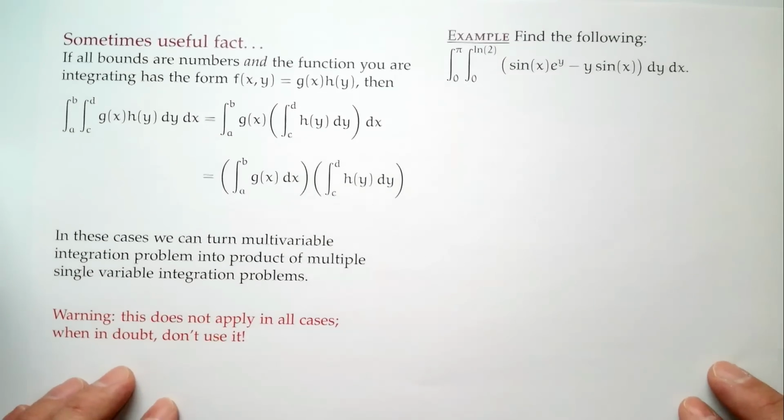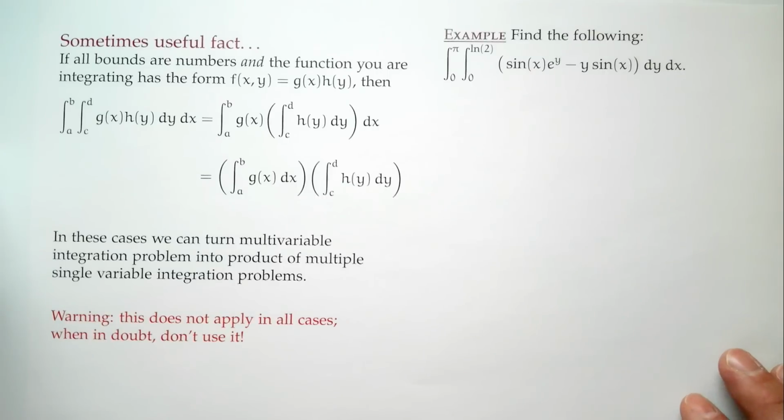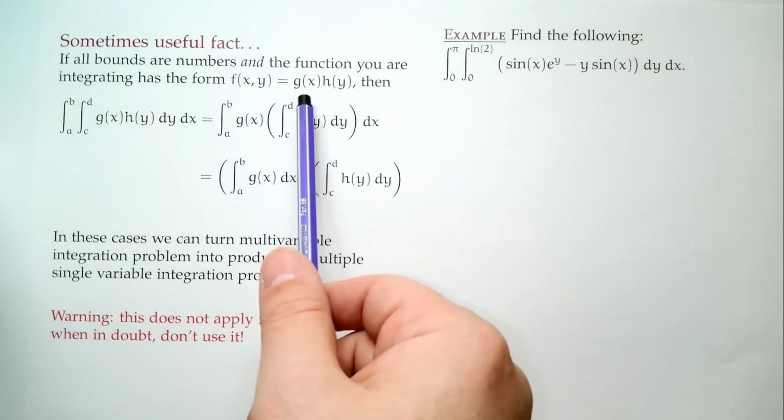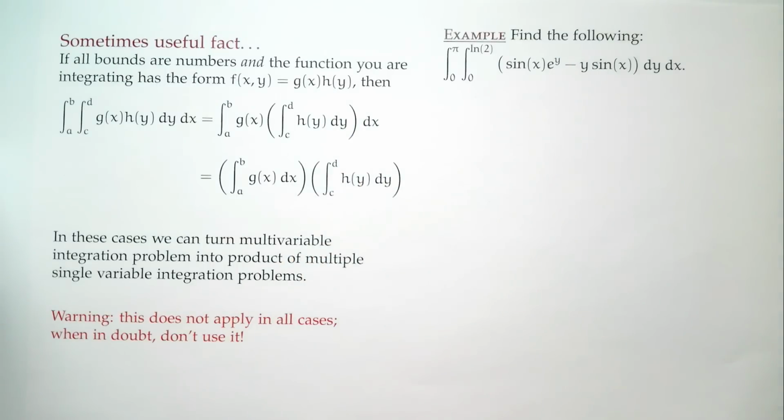So, last thing to mention for today. There's a sometimes useful fact. If all the bounds are numbers, which really says I'm integrating over, say, a rectangle, or once we get up to 3 variables, integrating over a box, and the functions you're integrating are easy to split apart, so by easy to split apart, we mean f of x y is really a function of x times a function of y, then it turns out that you can really pull apart the integrals and do them separately.